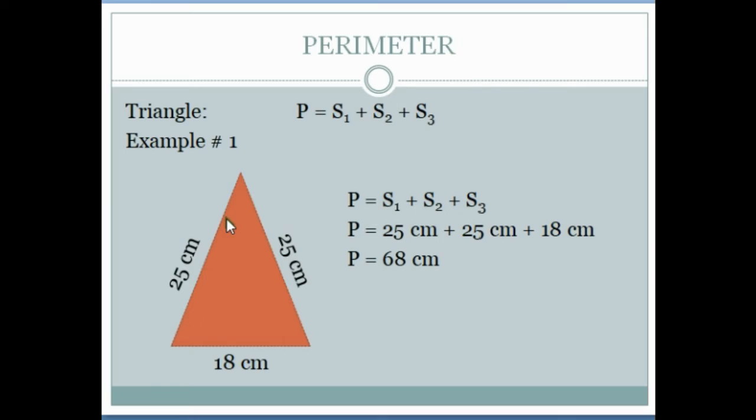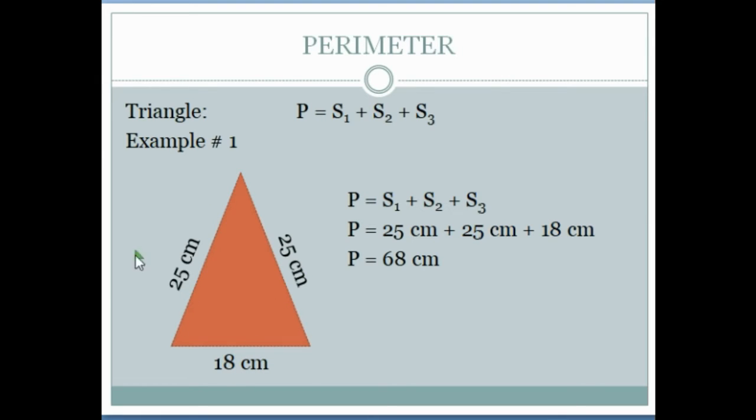So let's continue. Given this kind of triangle having sides of 25 centimeters, 25 centimeters, and 18 centimeters. So formula natin is P is equal to S of 1 plus S of 2 plus S of 3. So yun yung formula na gagamitin. Then, ang gagawin nyo lang is to substitute kung alin yung magiging first side nyo, second side, and yung third side. Kahit alin dyan, pwedeng maging first side, second side, and third side.